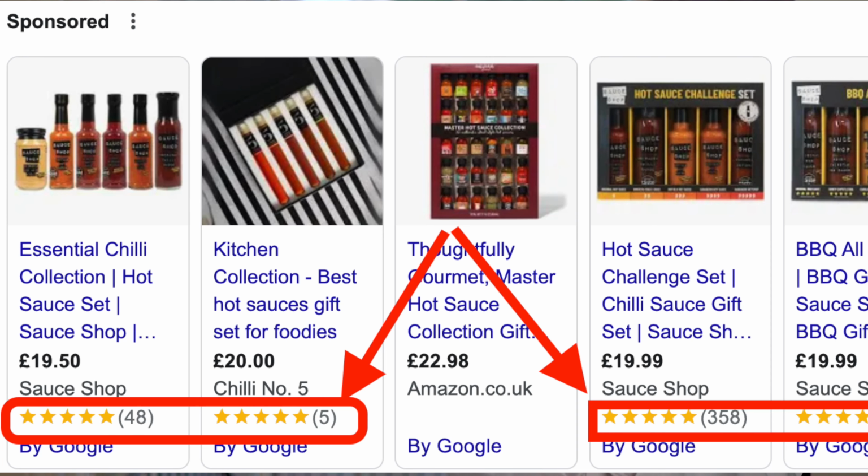The fourth factor that could affect the clickability of your ads is reviews. If you're not selling directly to companies, you're selling directly to customers, people are looking for reviews. And if you have collected reviews and you're submitting these reviews to Google Merchant Center, Google is also more likely to show your ads in front of potential customers.